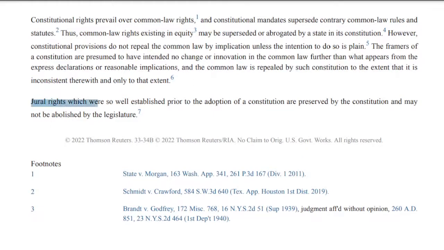Jural rights, which were so well established prior to the adoption of a Constitution, are preserved by the Constitution and may not be abolished by the legislature. So jural rights. What are jural rights? I'm not too sure. We're going to find out in just a moment in our trusty Black's Law.